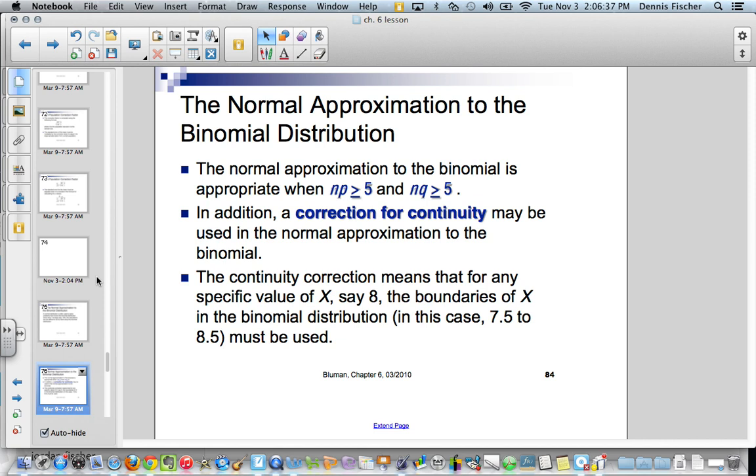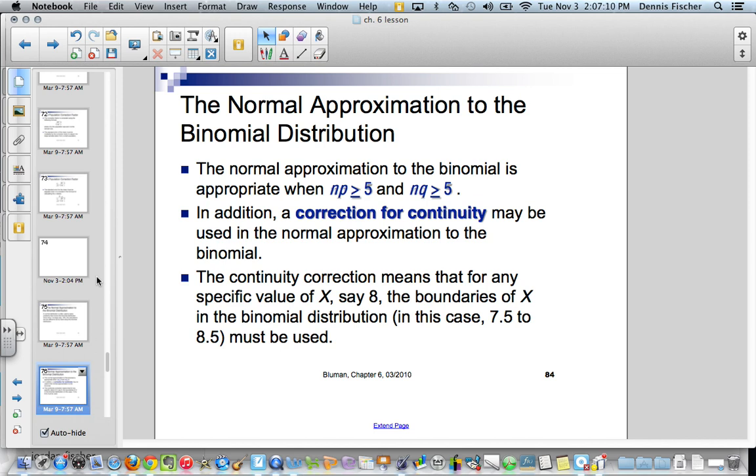Now, what do we have to do? We have to make sure it's a binomial distribution. Binomial distribution, the normal approximation to a binomial: you have to take the sample size times p, the probability of success, and it has to be greater than or equal to 5. And the sample size times q, the probability of failure, also has to be greater than or equal to 5. If it's not greater than or equal to 5, then you can't do it. It has to meet those stipulations.